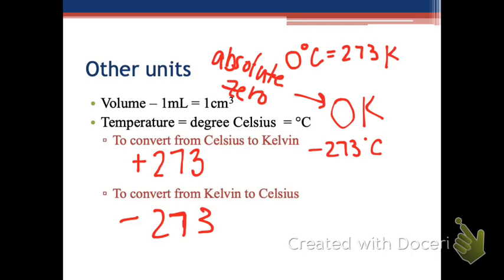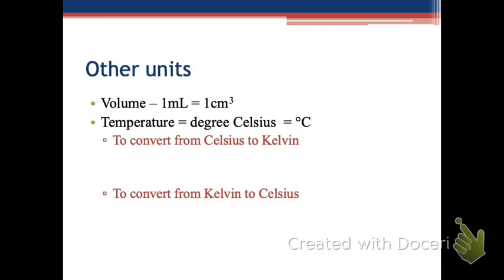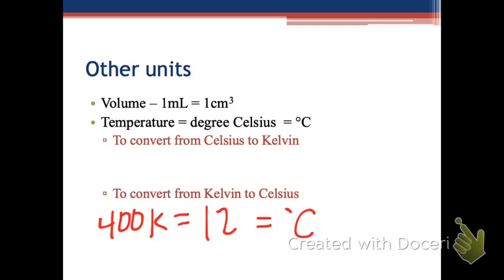If I say something is 400 Kelvin, what is that temperature in degrees Celsius? Get out your calculator if you don't have it already. It equals 127 degrees Celsius. We just subtracted 273 there.